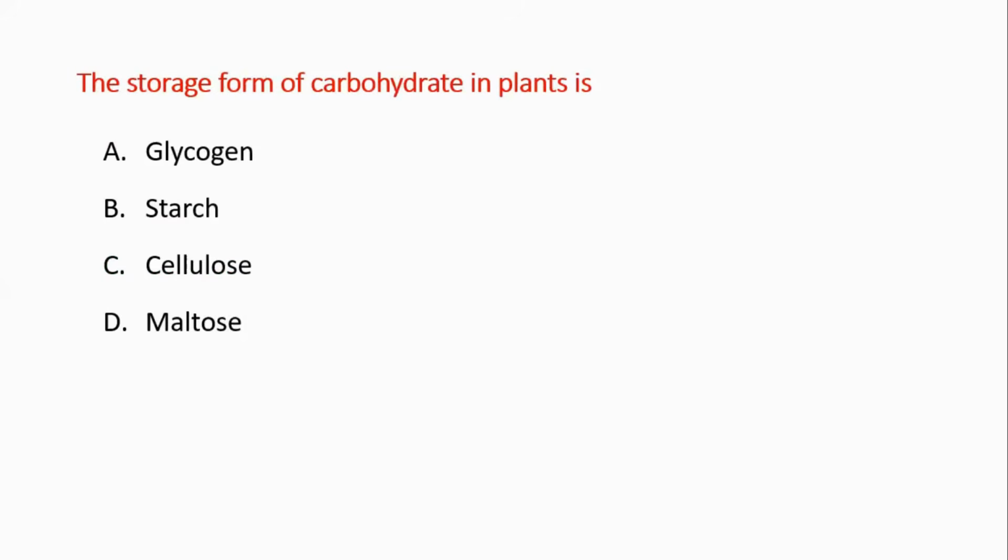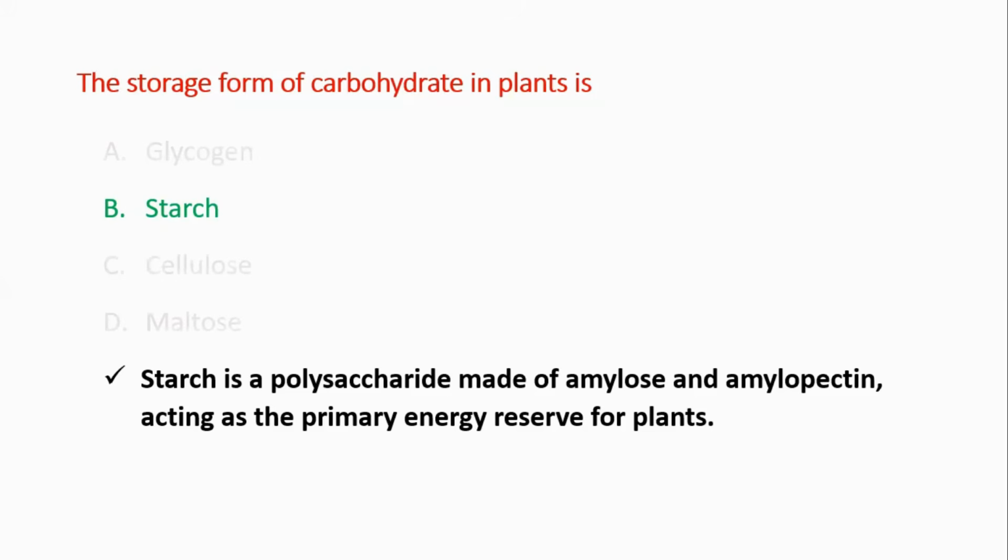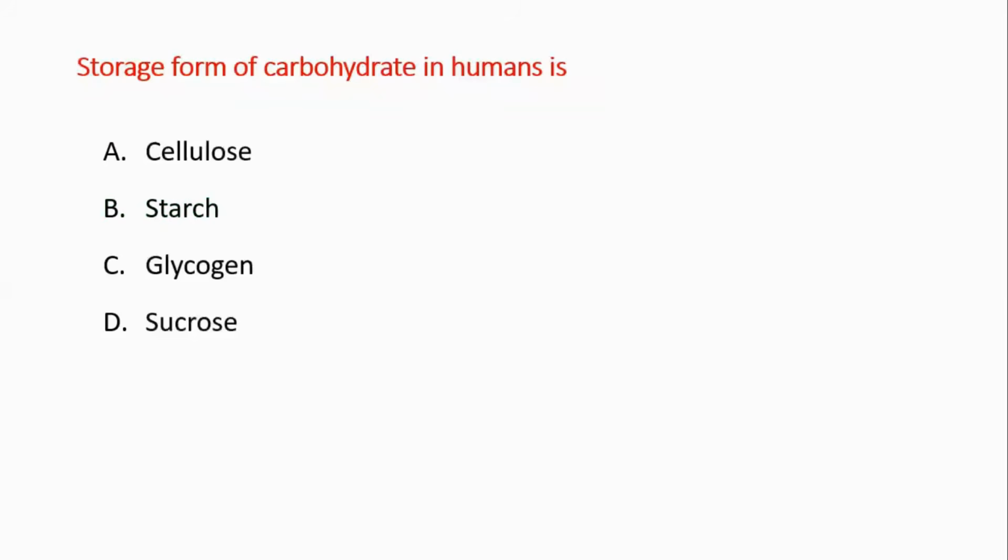The storage form of carbohydrate in plants. The options are glycogen, starch, cellulose, and maltose. And the right answer is starch. Plants store carbohydrate in the form of starch. It is a polysaccharide in nature.